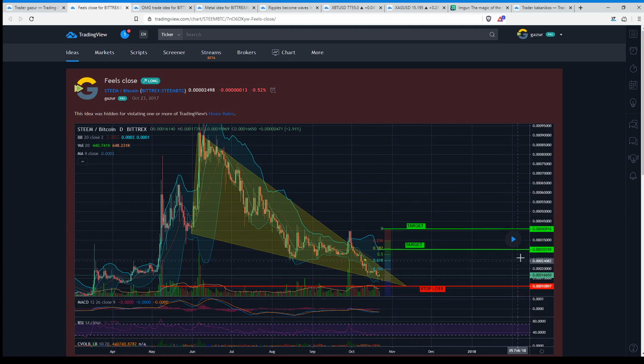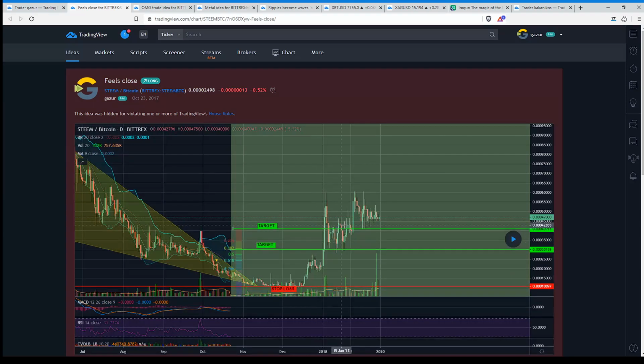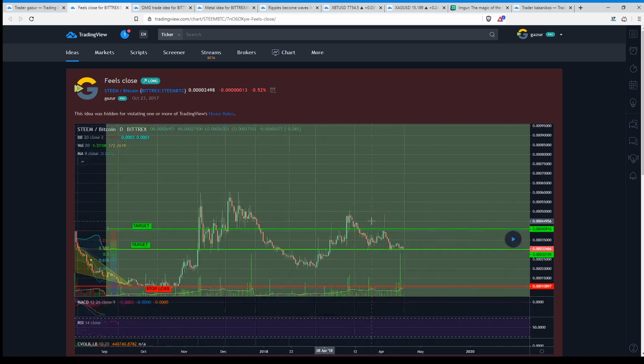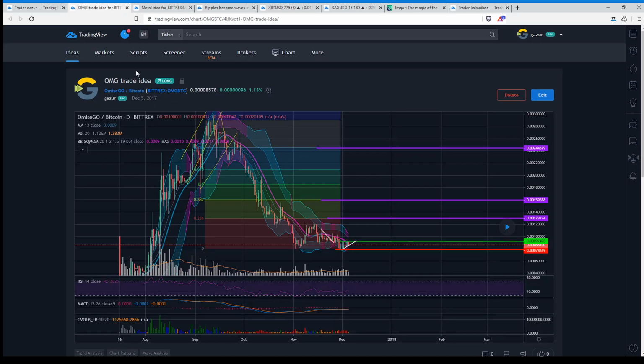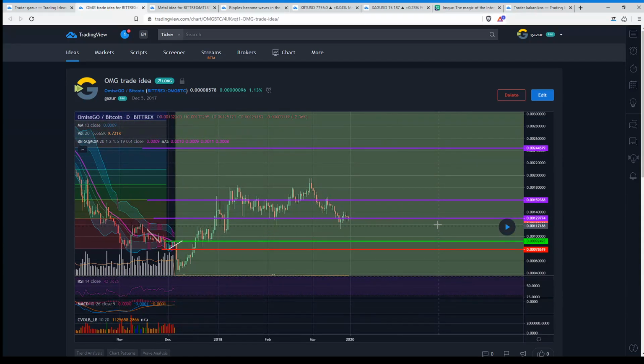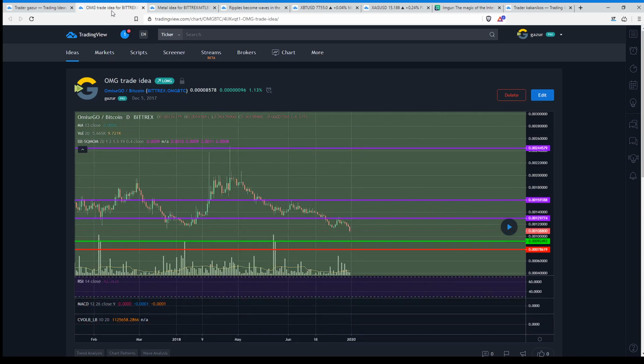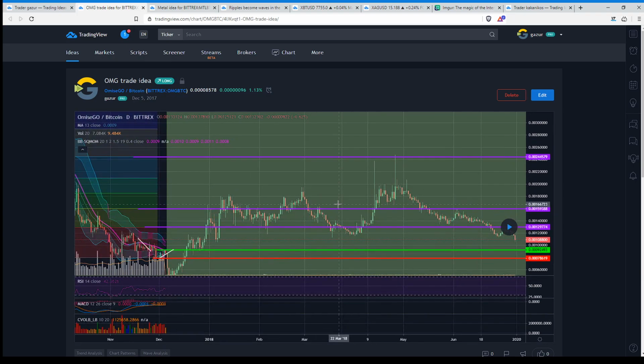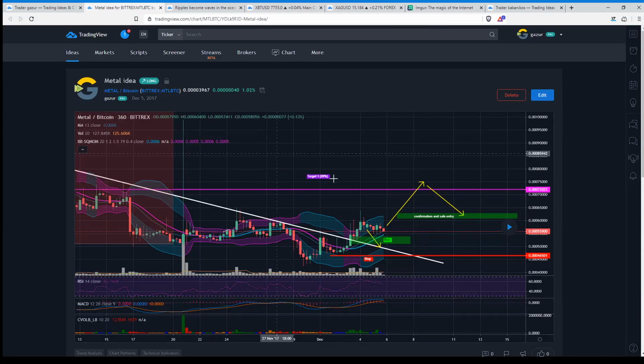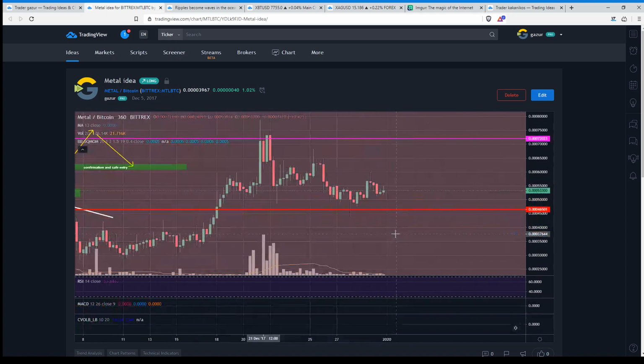This Steam again, another idea for Steam. Let's see how it played out. It reached both my targets. Used it as support. Let's see. Did it go further? No. Oh my god. Okay. I think it only reached my second target. It reached my third target too. Why do I think I sold? I think I didn't play till my third target. This is metal. This was a flop.